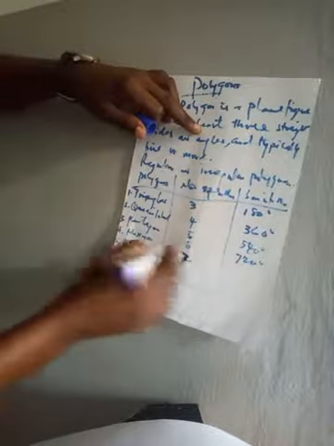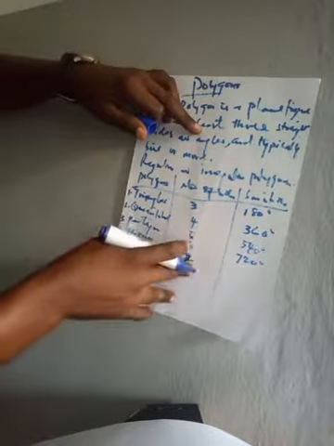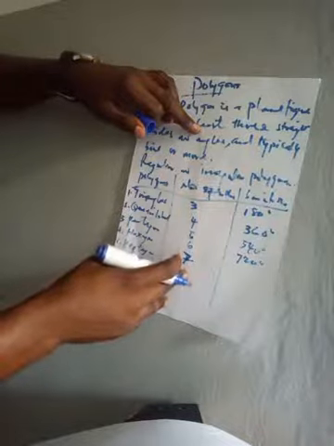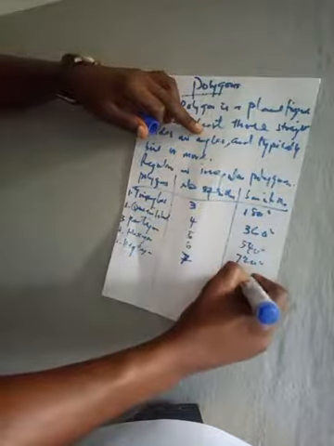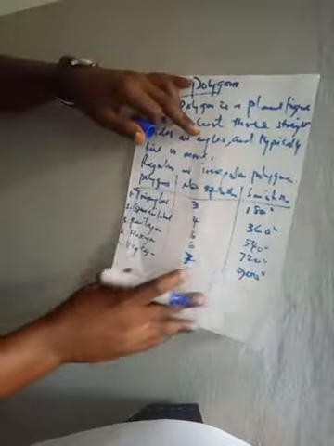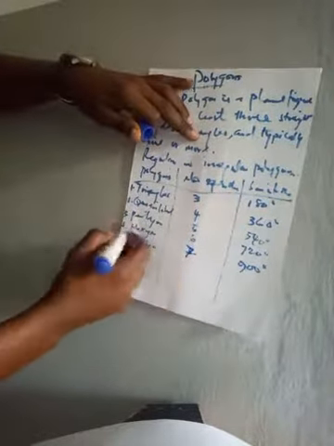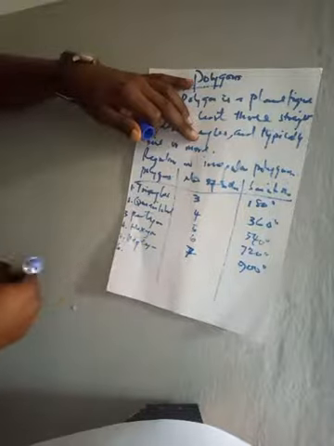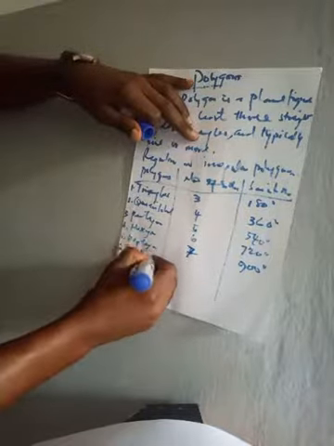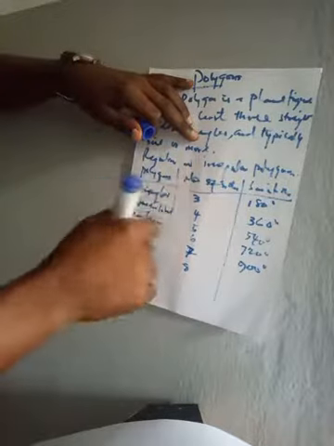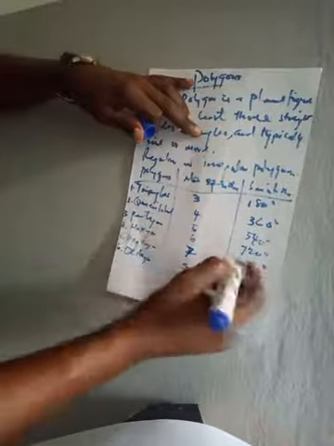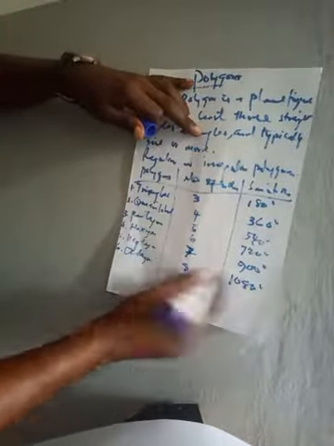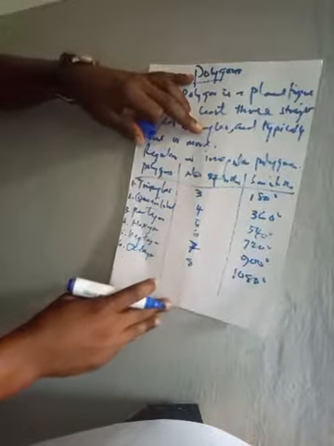And the number of interior angles is 7, but the sum of the interior angles is 900 degrees. I'm going to show you how to arrive at this sum of interior angles of regular polygons. Then number 6 here is octagon. An octagon has 8 sides with 8 angles inside, but the sum of interior angles of a regular octagon is 1080 degrees.